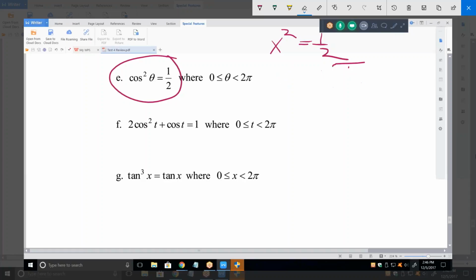And instead of x squared, we have a trig function squared. Doesn't change anything. So what is the cosine of theta equal to? Still going to use algebra to solve it. Square root of 1/2. What do you always start your answer with? What word? Plus or minus. That matters. That's 2 extra solutions.